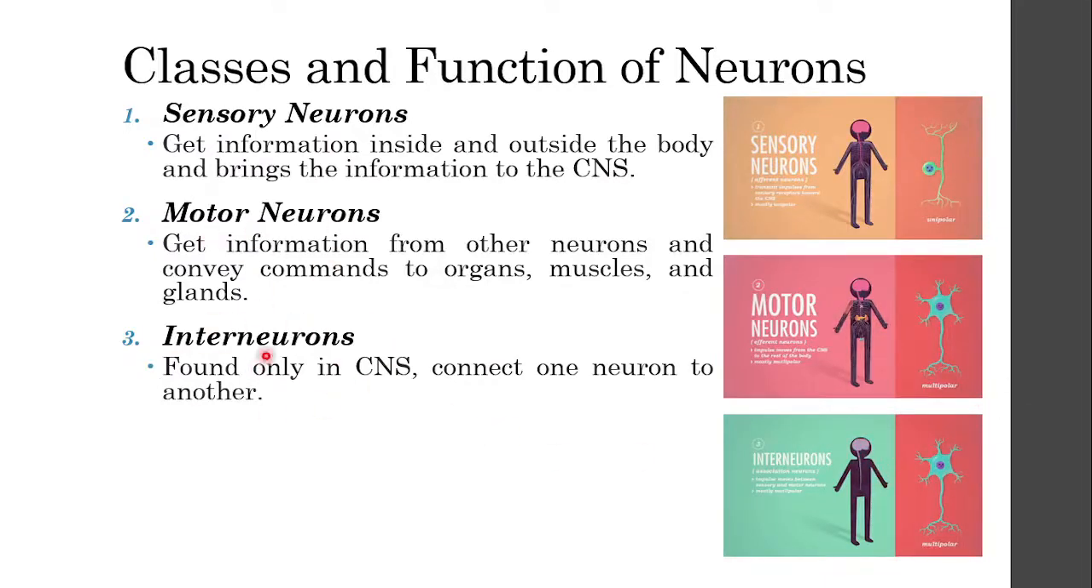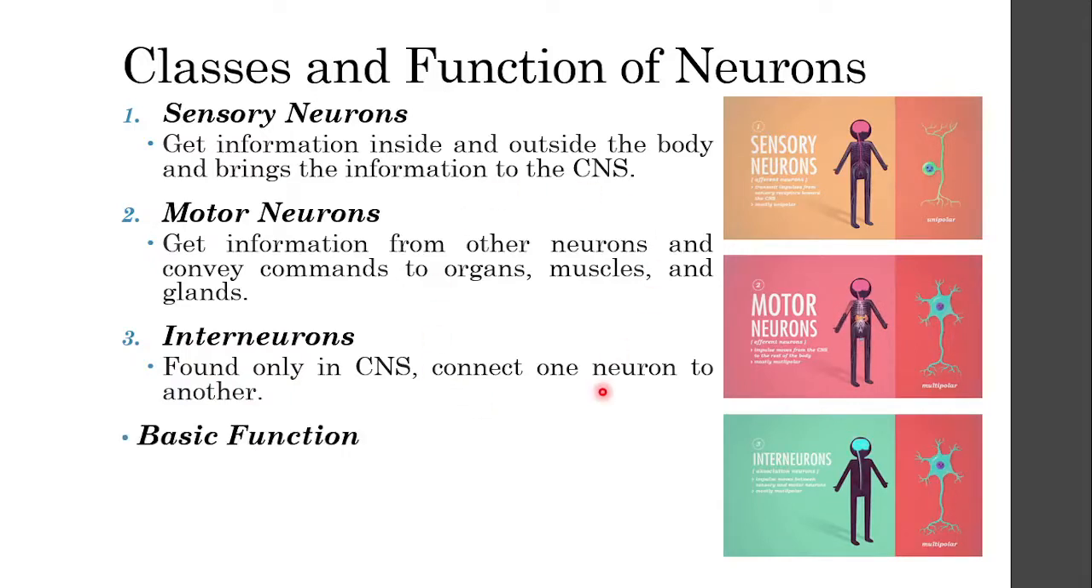Sometimes you can also even have a connection between the interneurons and the motor neurons, wherein the signal from the brain travels from the CNS to interneurons and then the motor neurons. So interneurons are basically just a connection between all various neurons.